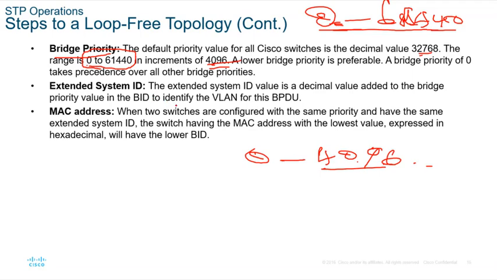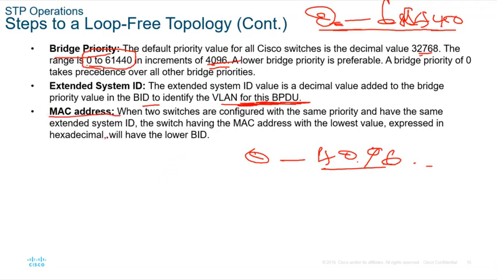So the extended system ID value is a decimal value added to the bridge priority value in the bridge ID to identify the VLAN. The VLAN is for identifying the VLAN. So if you have created new VLANs, then we expect another value, maybe 10, maybe 30, depending on the ID that you've used.